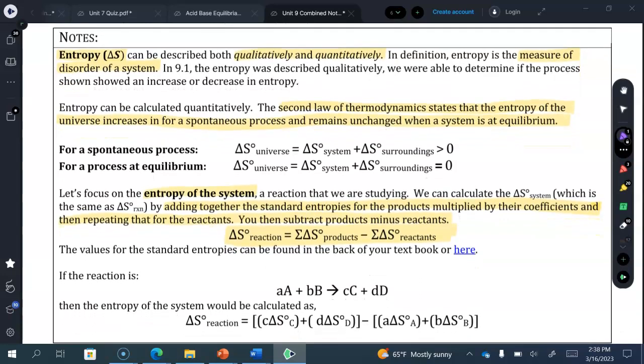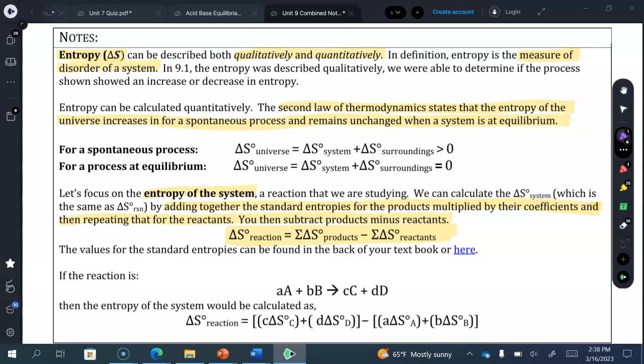Entropy, delta S, can be described both qualitatively and quantitatively. In definition, entropy is the measure of disorder in a system. In 9.1, entropy was described qualitatively. We were able to determine if the process showed an increase or decrease in entropy. Entropy can also be calculated quantitatively.